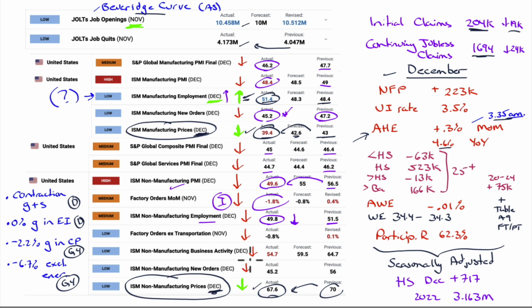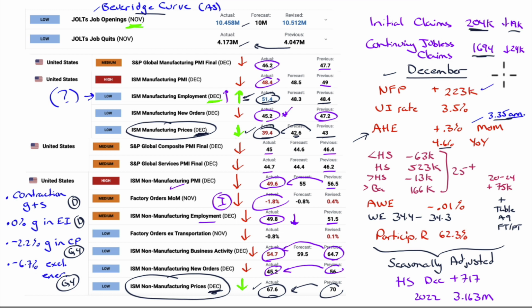What do we have here? Business activity 54.7 versus 64.7. Big drop down. New orders 45.2 versus 56. That's a huge drop down. Let's move over here on nonfarm payrolls, and then we'll dive into that a little bit deeper.